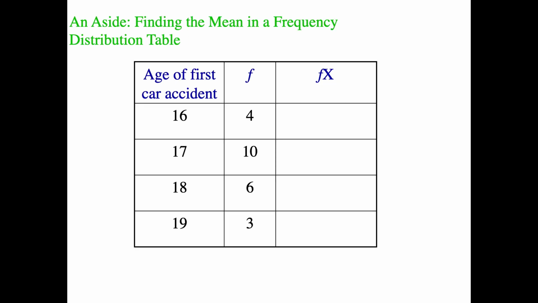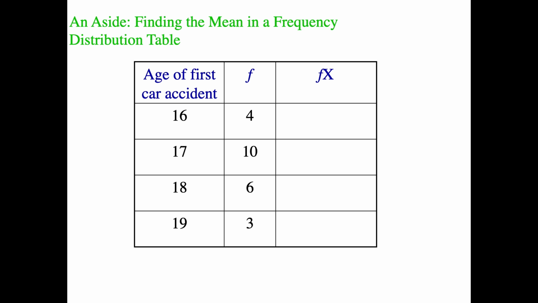Let's say that you have a frequency distribution table. What we're looking at here is the mean age of a person's first car accident. Maybe this is an insurance company that's keeping track of this. So they've got the ages of 16, 17, 18, and 19. And then you can see the frequency of how many people who had an accident had it when they were 16, how many had it when they were 17, how many when they were 18, and how many when they were 19. So there's our frequency count.